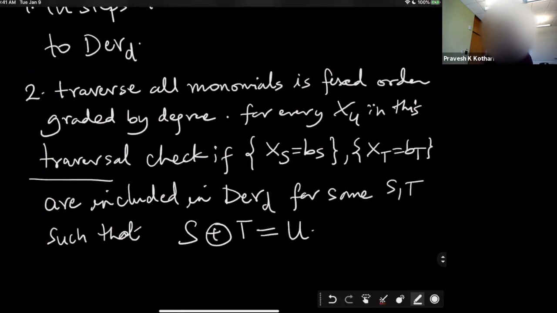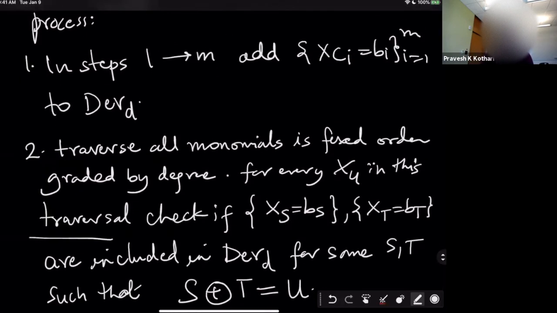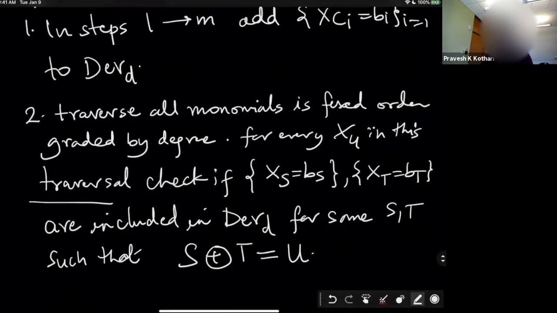Okay, this is a long English sentence, but it's saying something very simple. So let me read it out to you. It's saying, just traverse all. So I start by putting the constraints of the instance I, the corresponding monomial constraints, into my set DERD, the set of derivations. Then I just traverse all monomials in an order which is graded by degrees.